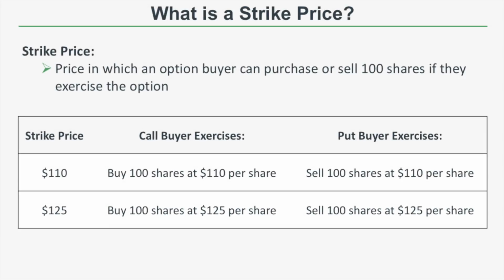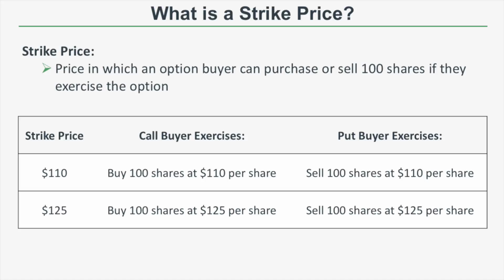So first things first, a strike price is the price at which an option buyer can purchase or sell 100 shares if they exercise the option. Now only the option buyer can exercise the option. So let's say you have a call with a strike price of 110. If the call buyer exercises that option, they'll buy 100 shares of stock for $110 per share. Now let's say you have someone who owns the 110 put. If that person exercises the 110 put, they will sell 100 shares at $110 per share.